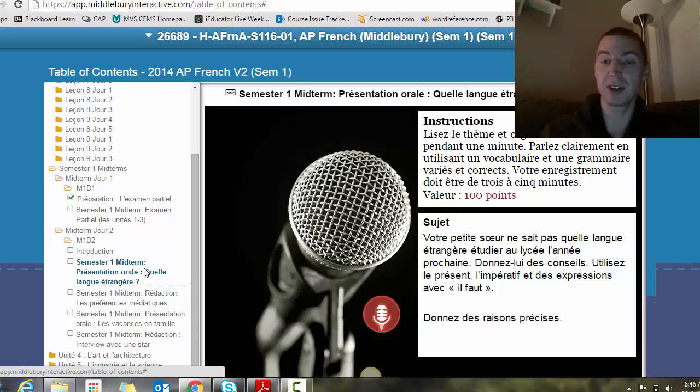Notice it says in the directions, organiser vos idées pendant une minute. You can spend more time than 1 minute thinking about this, jotting some things down, planning a roadmap. But again, don't write out your response. These are worth a lot of points, so I want you to take time on them. I'm going to use a standard rubric for them, like I've been using for the présentation orale and the rédaction.